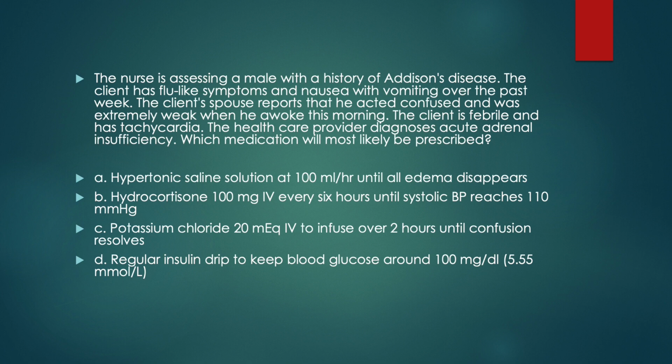The nurse is assessing a male with a history of Addison's disease. All right, so Addison's disease, if you don't know it, we need to know what it is. Addison's disease is a deficiency of cortisol. And what that can lead to, believe it or not, is an Addisonian crisis, which could lower your blood pressure and is potentially life-threatening. So it's pretty serious stuff. Client has flu-like symptoms and nausea with vomiting over the past week.